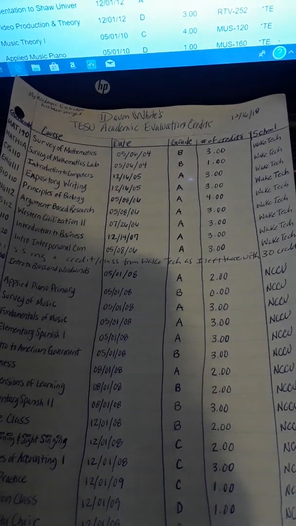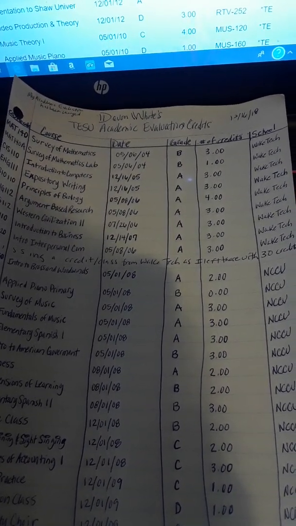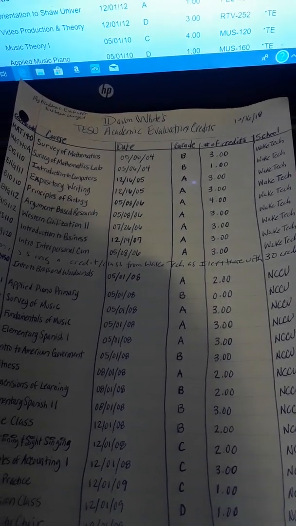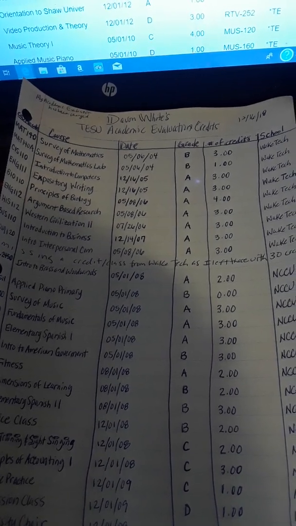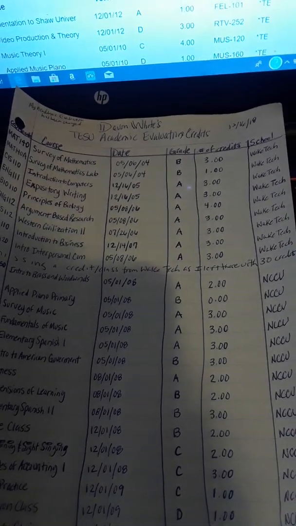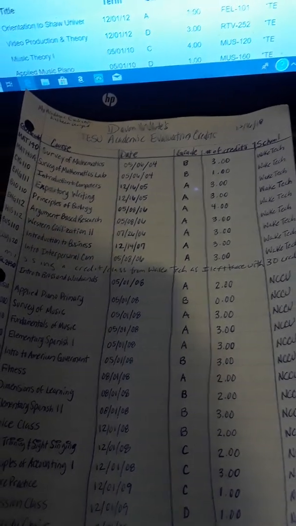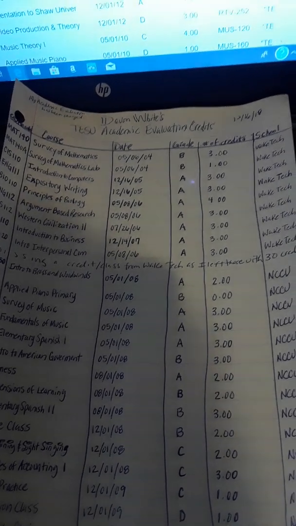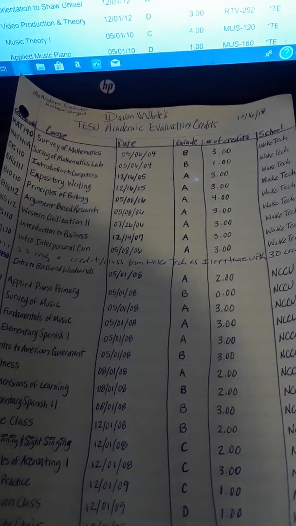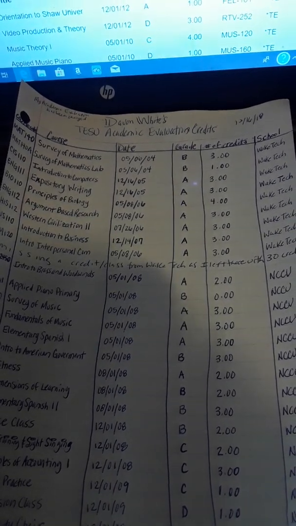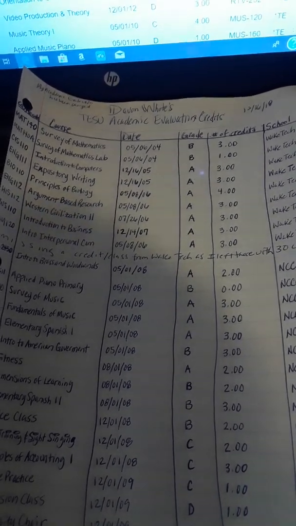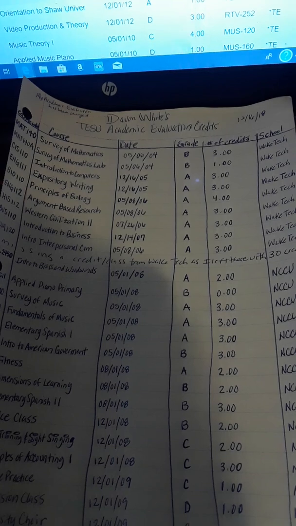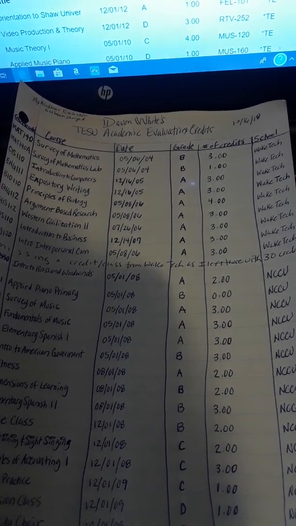The Survey of Mathematics date is May 6th, 2004. I got a B in that class, and it was worth 3 credits. I took it at Wake Tech, and the course code was Math 140. We can move down to Math 140A, Survey of Mathematics lab. So it was the math class, and then there was a lab that went with it, worth another credit. So I got 4 credits basically for that class. Similar course codes, one's 140 and one's 140A. Then you can go down the list and take a look at the courses.